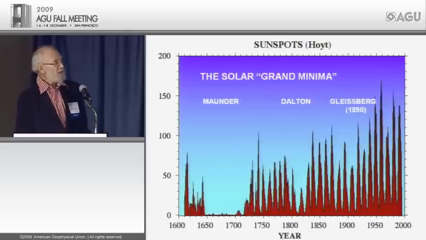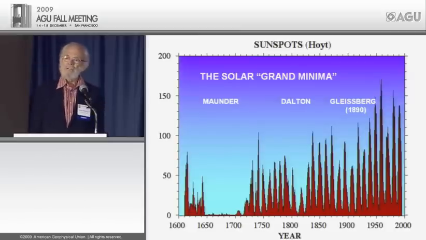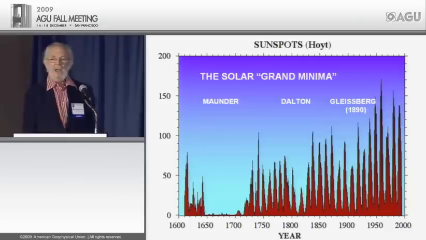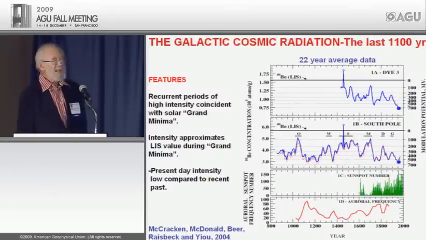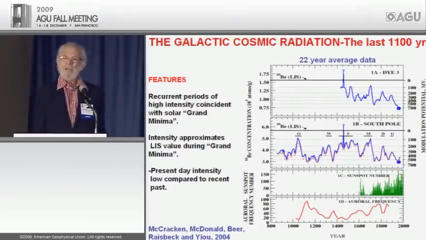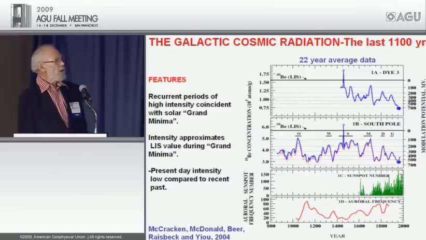Next, please. Just very quickly, of course, to define the terms which you all probably know, the solar grand minima are occurrences such as occurred during the Maunder minimum, 1650 to 1715, the Dalton and the Gleisberg minimum of 1900. Next, please. So now let's look at what the paleocosmic rays were doing during those minima. We're going to look primarily at the minima, and look at the one for the Maunder minimum.